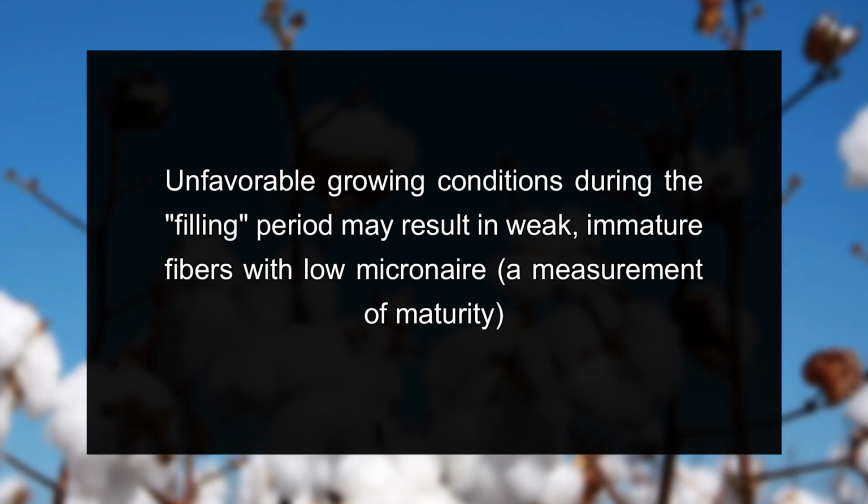Fiber strength is closely related to genetic makeup. Unfavorable growing conditions during the filling period may result in weak, immature fibers with low micronaire, which is a measurement of maturity. The cell wall which is deposited during elongation growth is termed the primary cell wall, and it consists of pectin, callose, a thin layer of cellulose, and a cuticle on the surface.